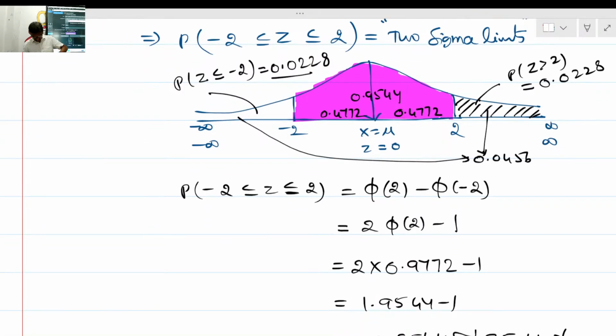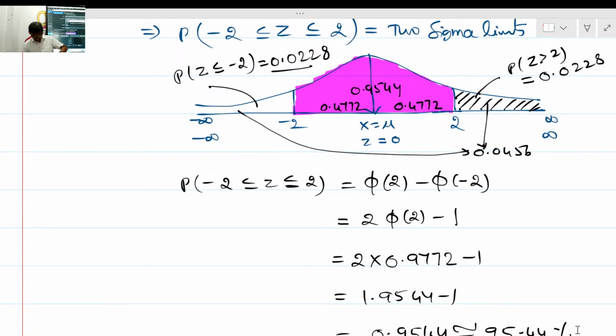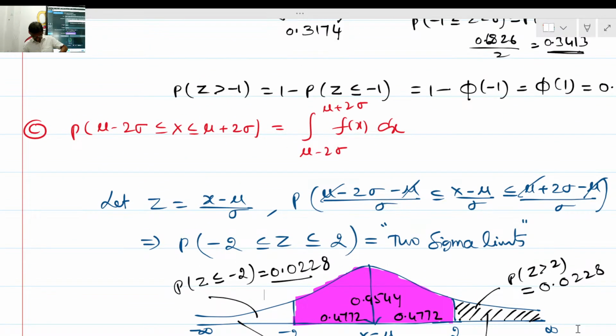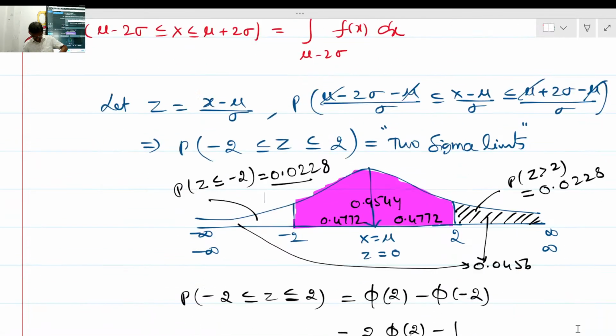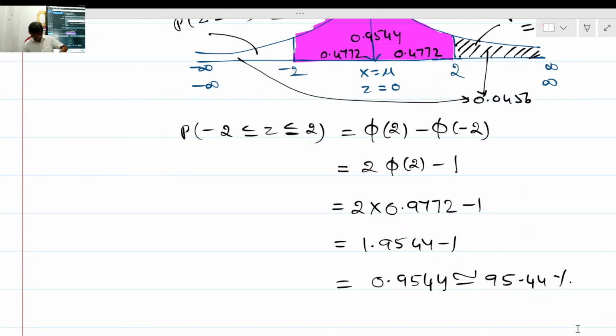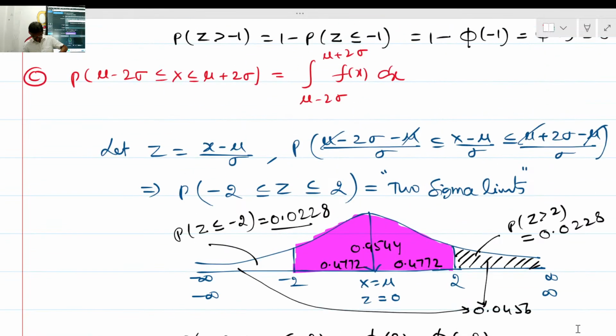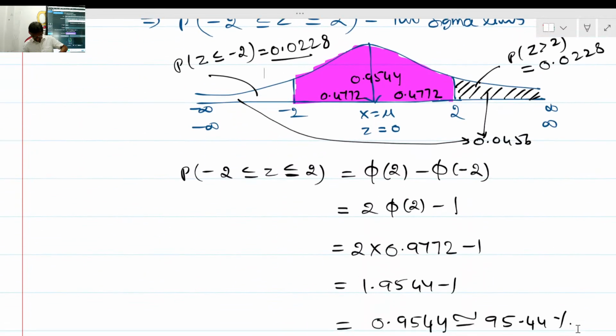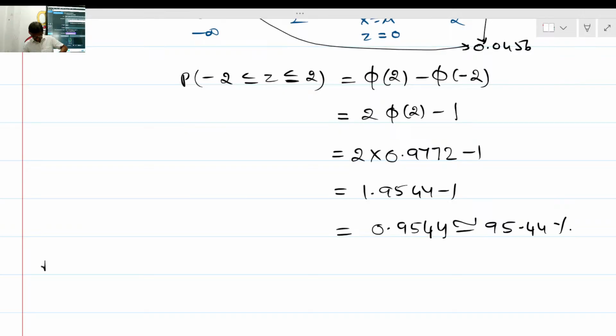So this information is very important from the examination point of view. One more lecture is required to complete this. In this video, I am giving the 1 sigma limits, 2 sigma limits, and 3 sigma limits concept. 3 sigma limits: mu minus 3 sigma less than or equal to x less than or equal to mu plus 3 sigma.